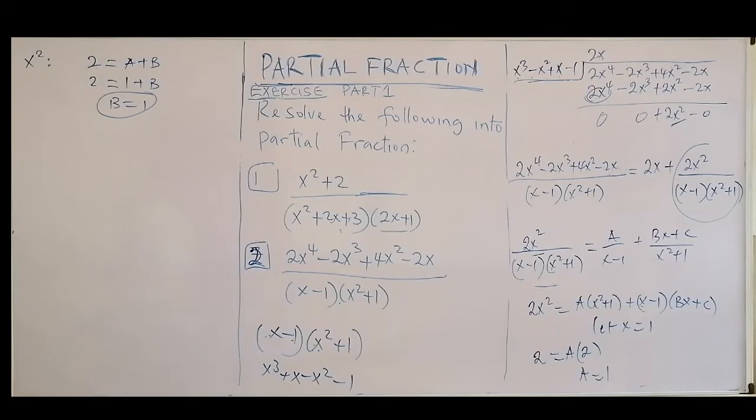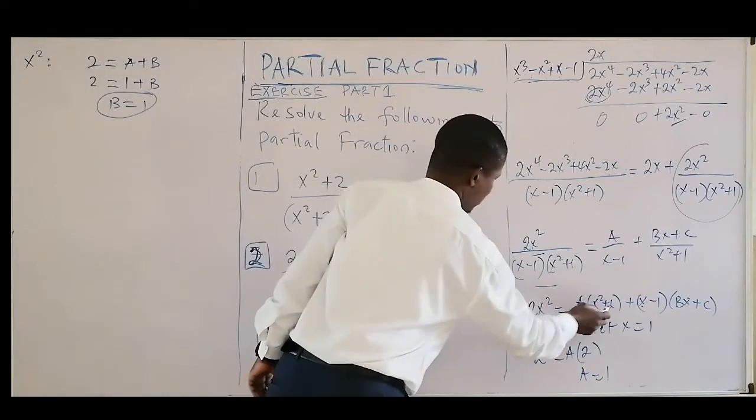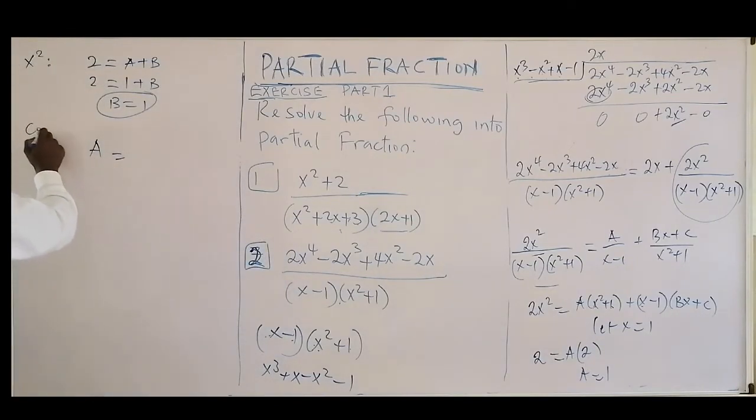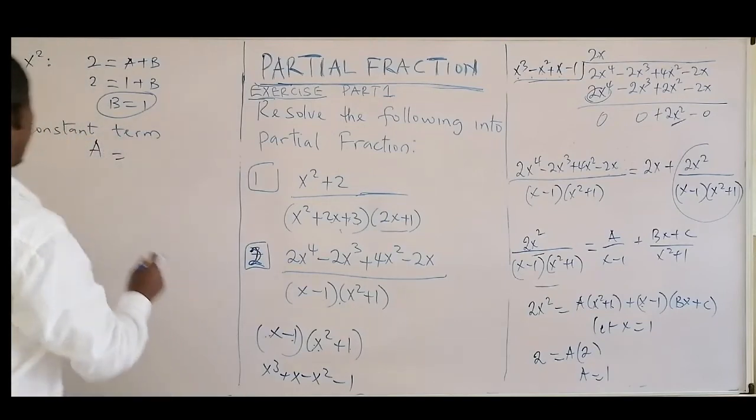Okay, then the next thing to do now is to look for another variable. We've gotten A, we've gotten B. So where can we get C now? That's the constant terms. So equate the constant terms, which will be equal to what? A times 1, that's A, the constant terms.